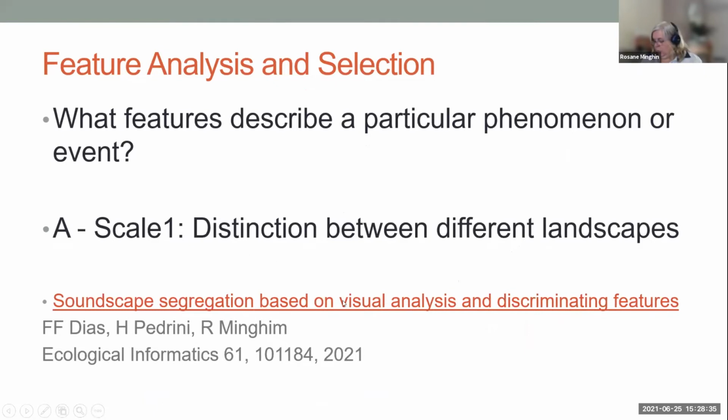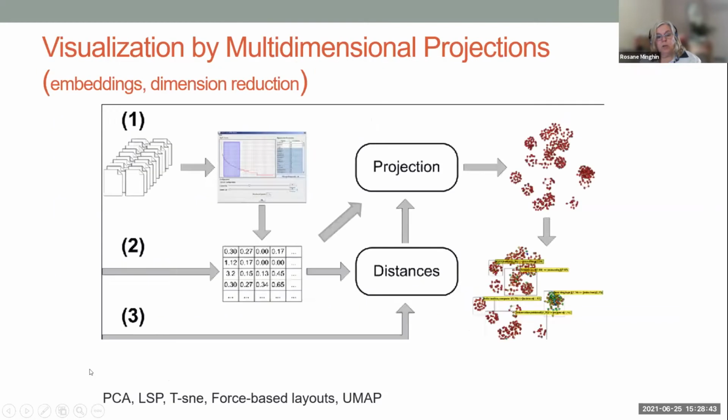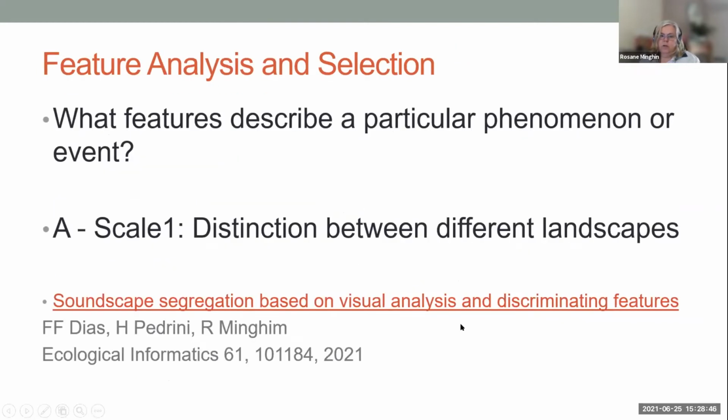So what I've been calling these different types of things that we are looking for are scales, right? In the top scale, we have the distinction of landscapes. This was a study that we did on that. We used data collected in different environments, and we want to find what types of features could help discriminate those environments automatically in the future. But at first, we would have to do some pre-processing and case studies.